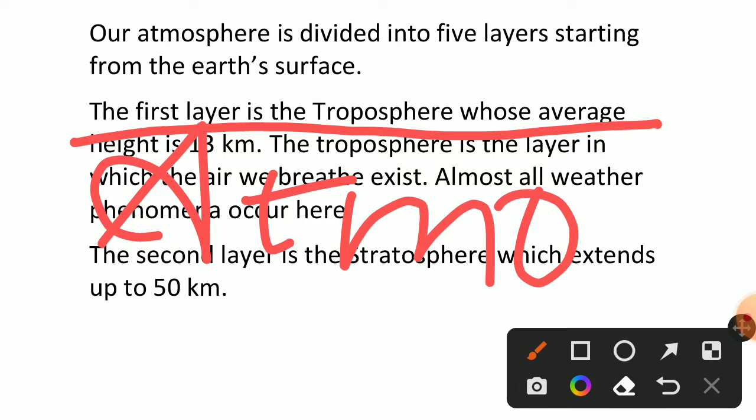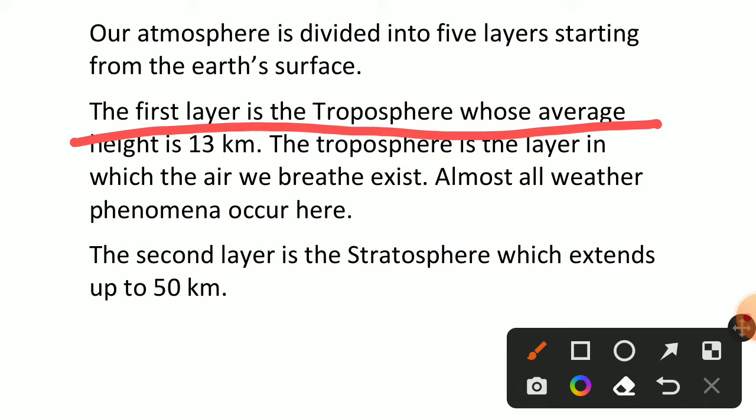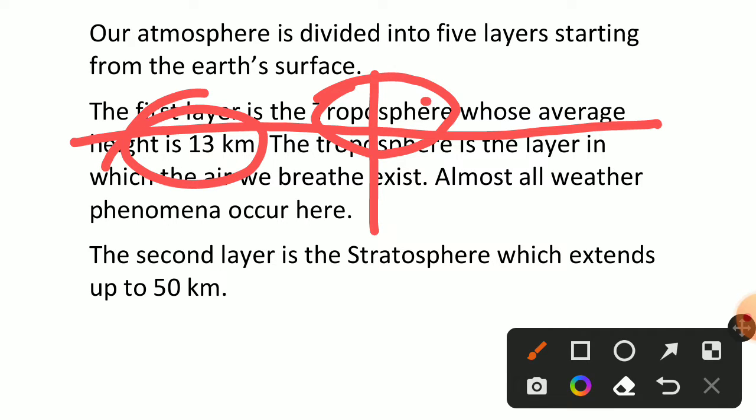Okay, a very essential part of the atmosphere is the troposphere, the first layer. The height of this first layer is 13 kilometers. How many kilometers? 13 kilometers. Okay, now we know the first layer and the essential layer.